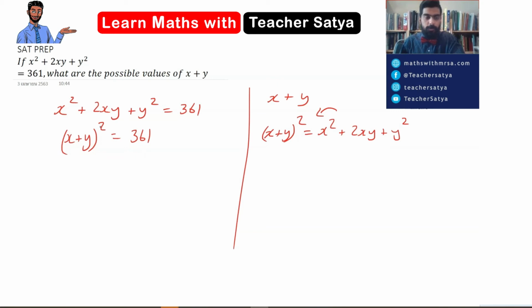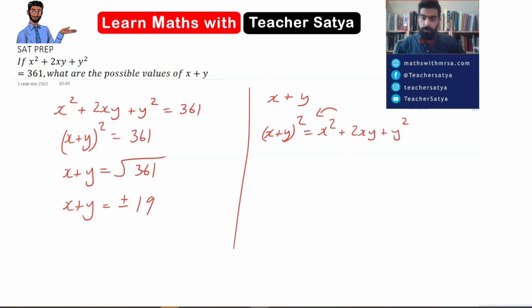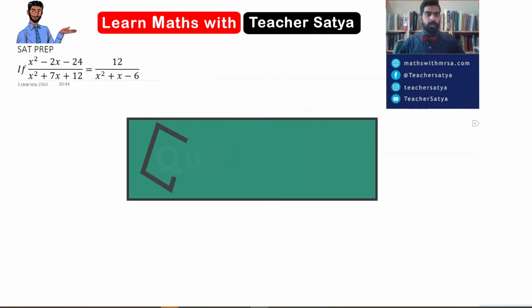And we're going to transpose this power of 2 to the other side. So we have x plus y is equal to square root of 361, and we know the square root of 361 gives us 19, so therefore x plus y would be equal to plus minus 19. Alright guys, let us go to the next one now.